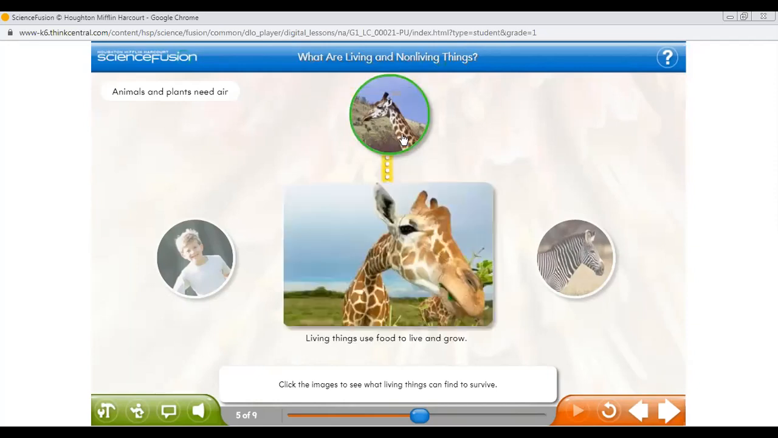Let's see. Living things use food to live and grow. Animals find food in their environment. Plants make their own food. So all living things need food, air and water to survive. That is to live. So they get the food from the plants. The animals get the food from the plants or the animals.